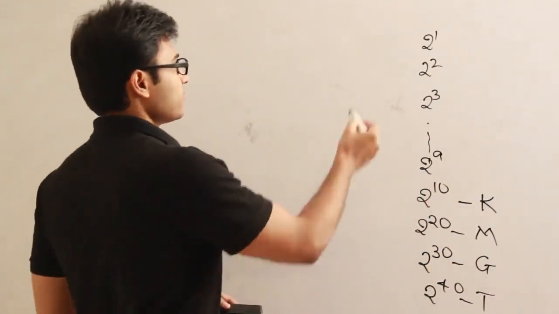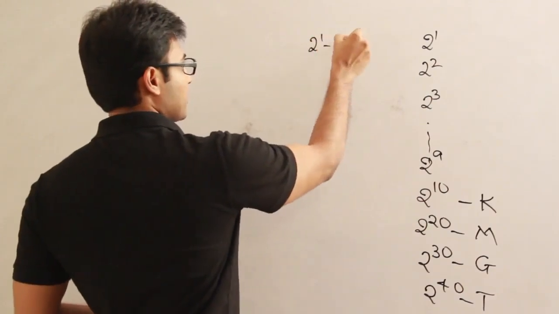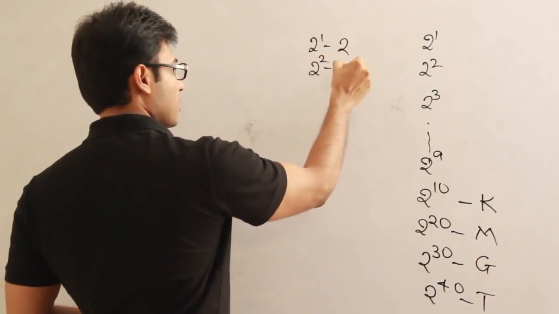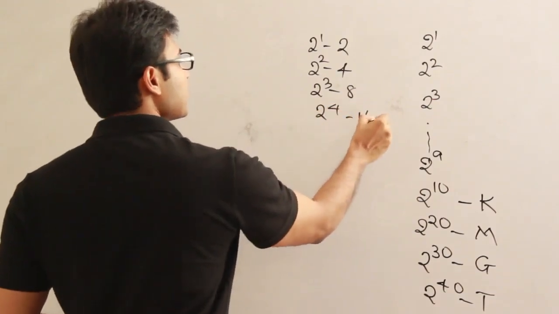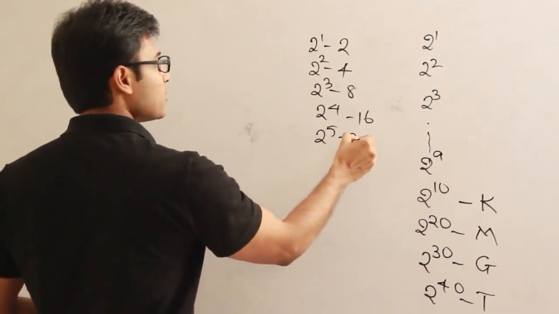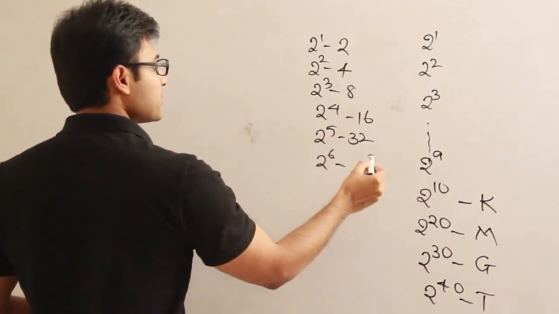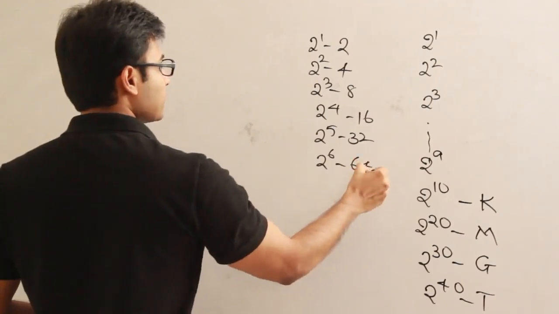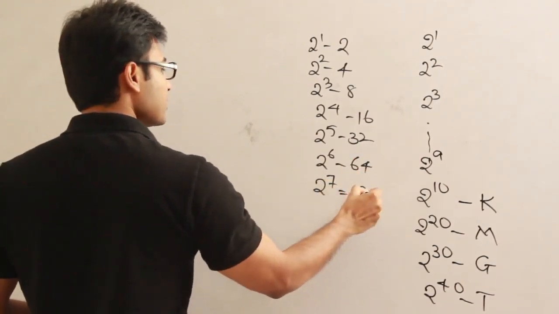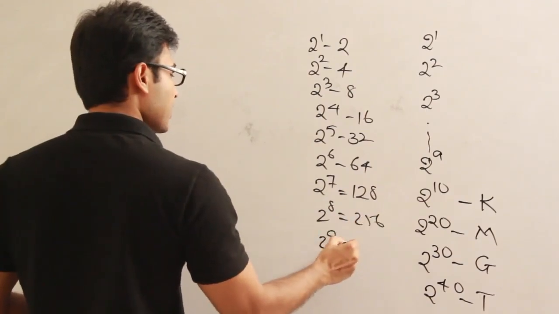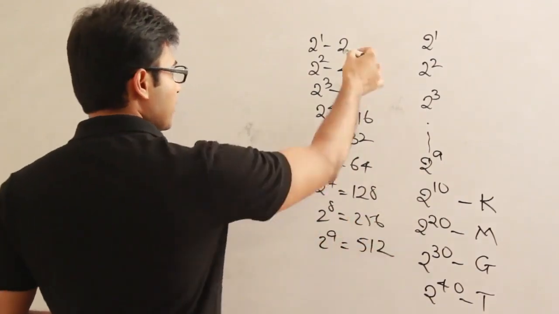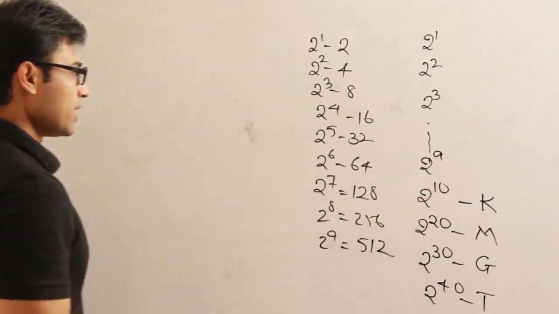Maybe I'll just write down: 2 power 1 is 2, 2 power 2 is 4, 2 power 3 is 8, 2 power 4 is 16, 2 power 5 is 32, 2 power 6 is 64, 2 power 7 is 128, 2 power 8 is 256, 2 power 9 is 512, right? So only with these numbers many questions will be asked.